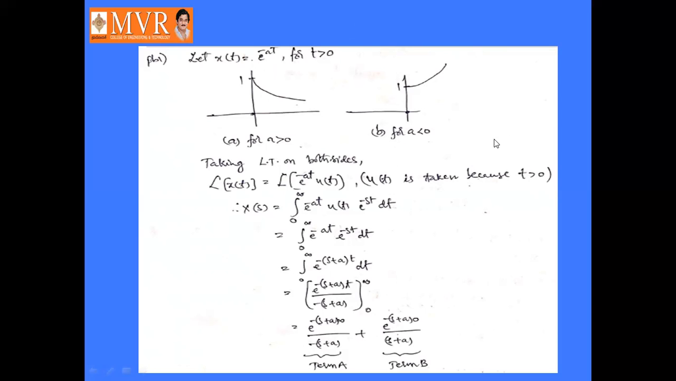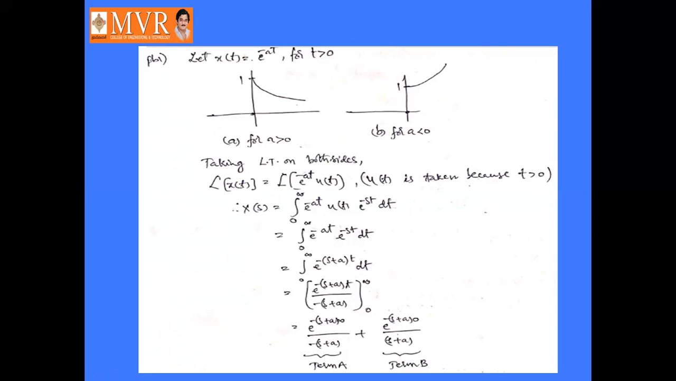Now we will take the Laplace transform on both sides. Then the Laplace transform of x of t is equal to the Laplace transform of e power minus a t into u of t. U of t, if it is u of t, then it is varying from 0 to infinity.